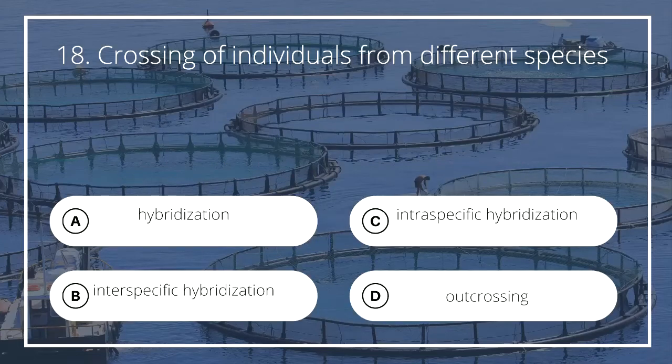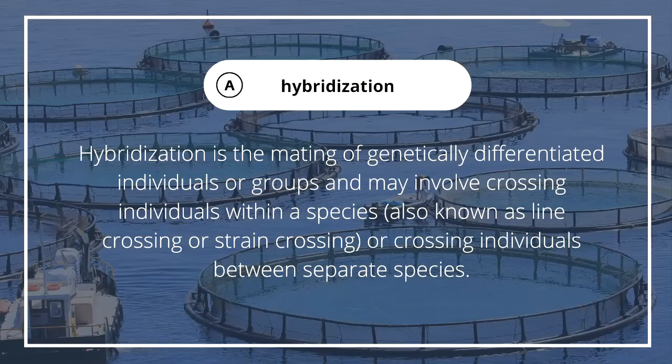Number 18. Crossing of individuals from different species. A. Hybridization. B. Interspecific hybridization. C. Intraspecific hybridization. D. Outcrossing. Answer: A. Hybridization. Hybridization is the mating of genetically differentiated individuals or groups and may involve crossing individuals within a species, also known as line crossing or strain crossing, or crossing individuals between separate species.